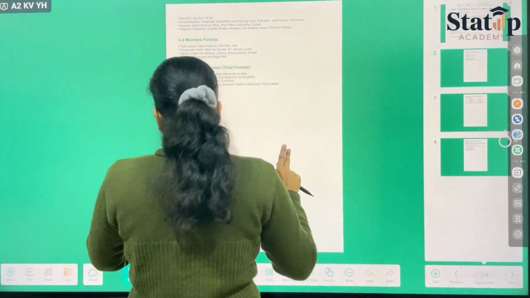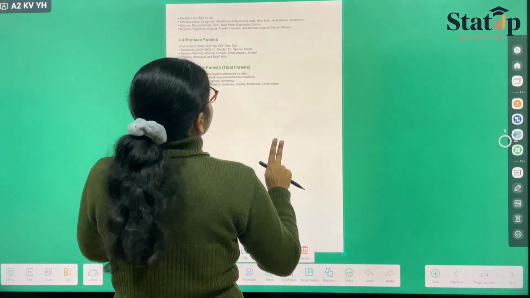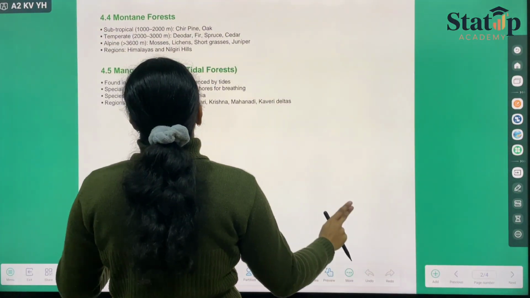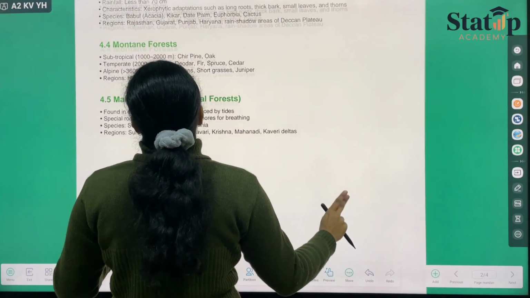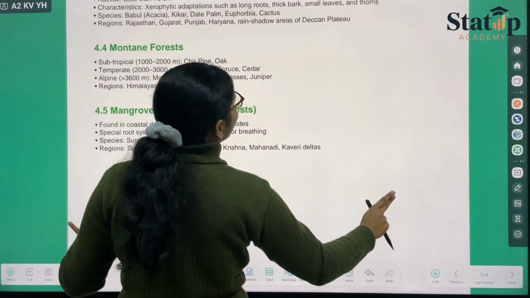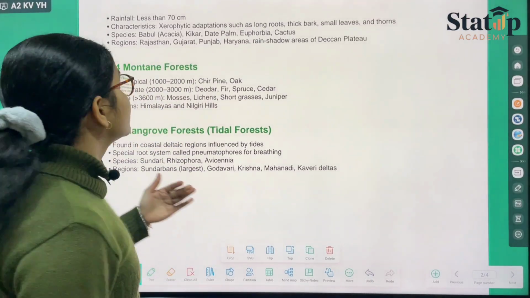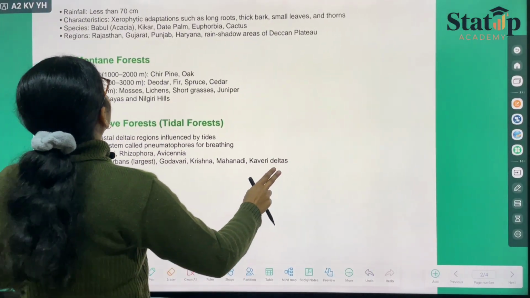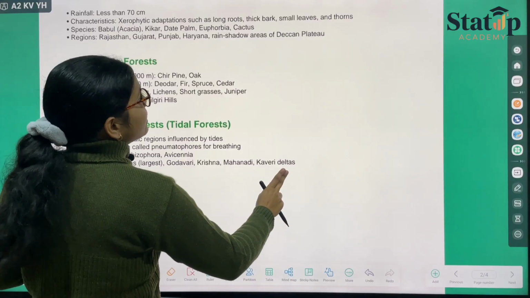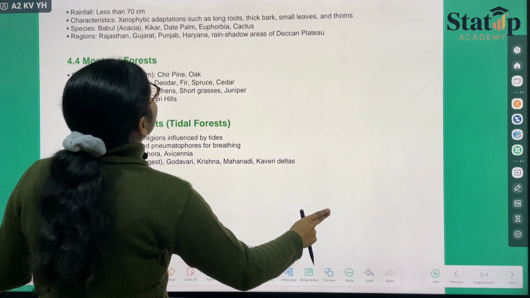When we talk about the tropical thorn forest, the rainfall says that it should be less than 70, because more than 70 will give rise to the deciduous type. And when we talk about the characteristics, they say that they have xerophytic adaptations.